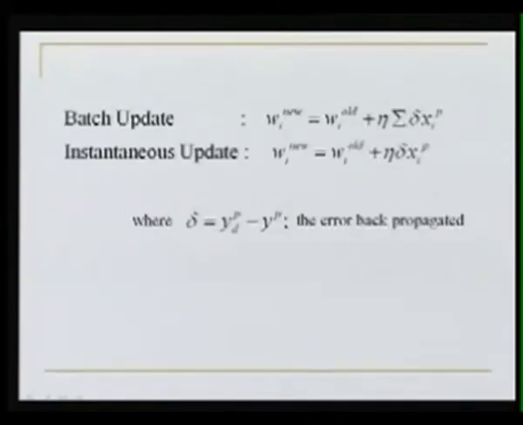The batch update law that we said is that the new weight vector is the old weight vector plus eta into the summation of all error terms due to all the patterns, whereas the instantaneous update is done simply with the backpropagation term due to a single input pattern, where delta is the error back propagated.